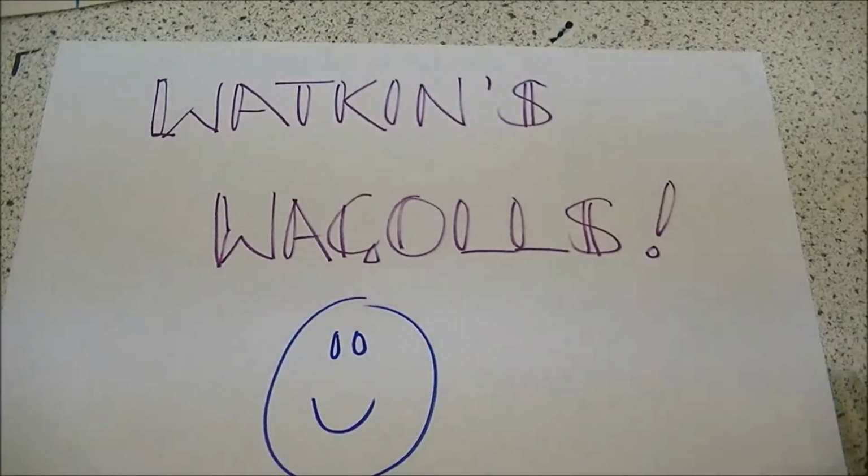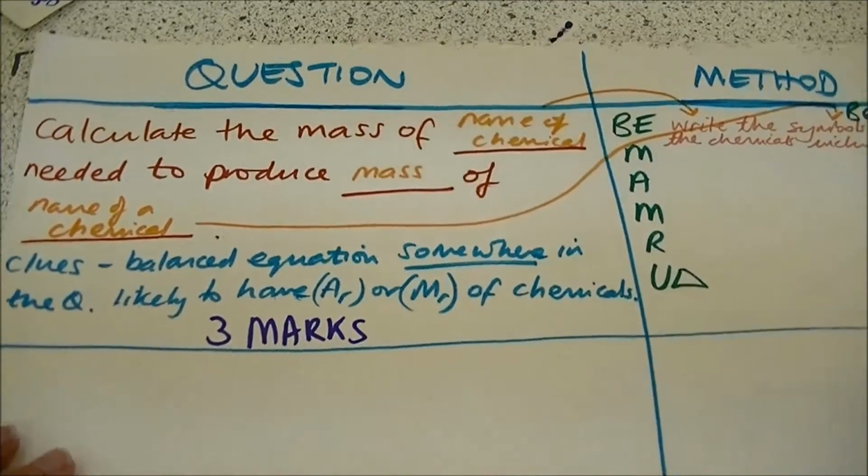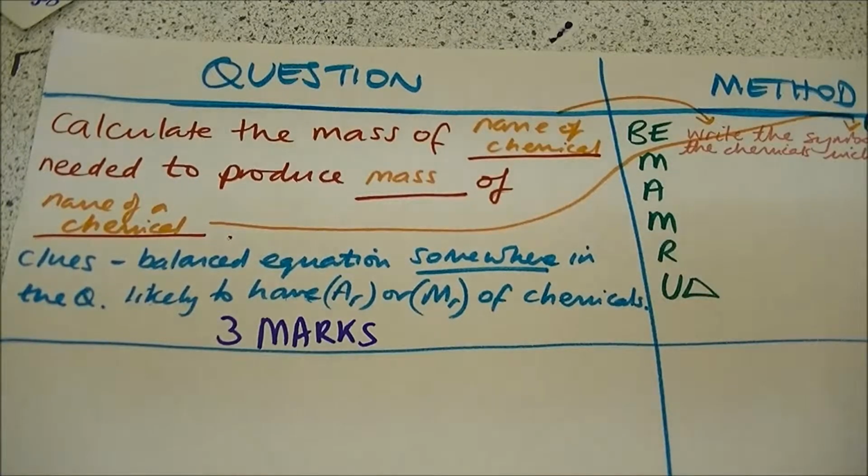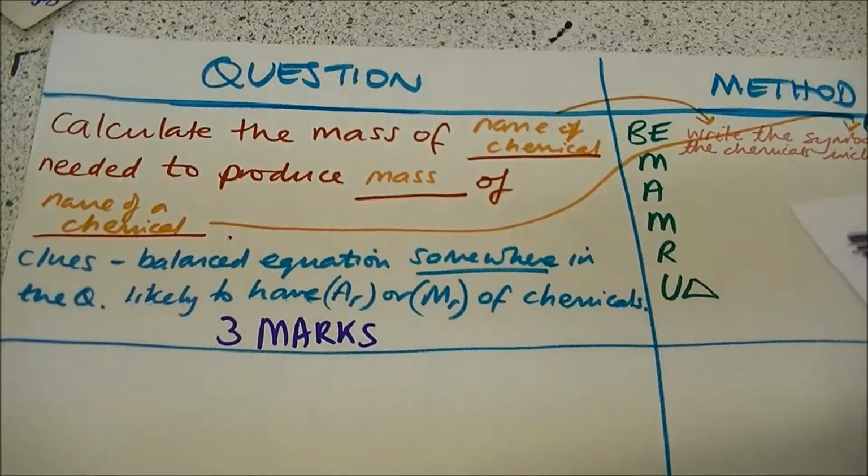So, reacting masses. First thing we need to remember again is we're looking for those questions that are asking us to calculate the mass of something, a named chemical, needed to produce a known mass of something else. So they're going to give you one mass, they're going to give you two names of chemicals, and remember we're looking for those clues. There's a balanced equation somewhere in the question, and you're likely to be given the atomic mass or the formula mass of some of the chemicals or the elements involved.